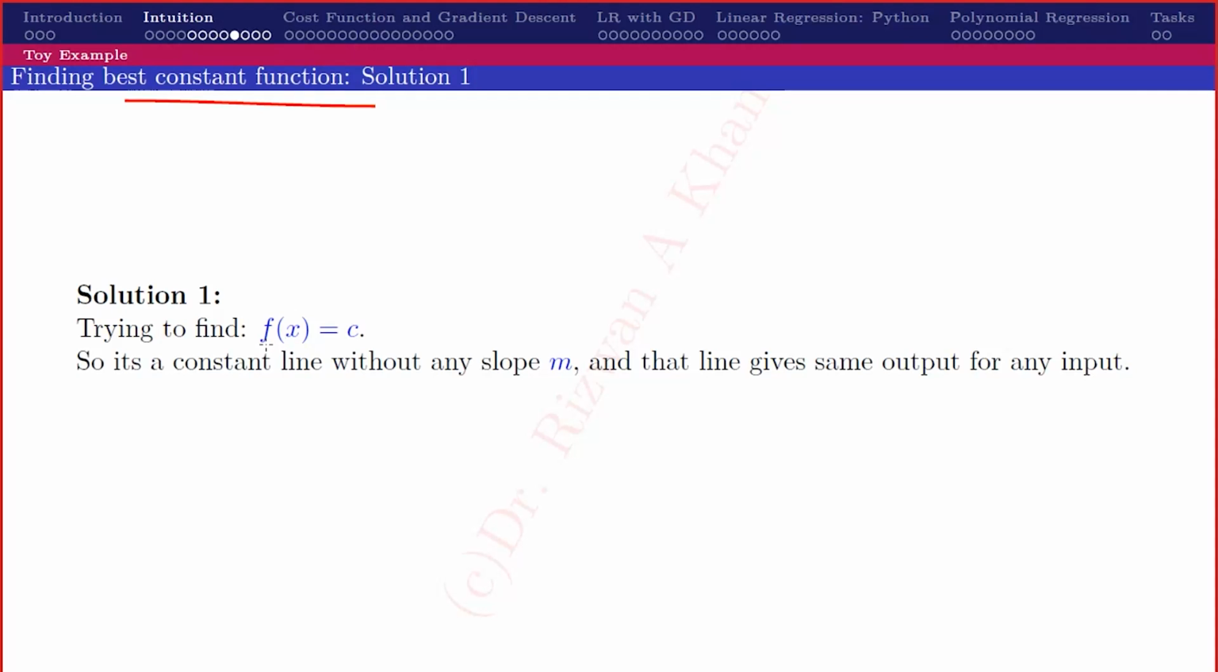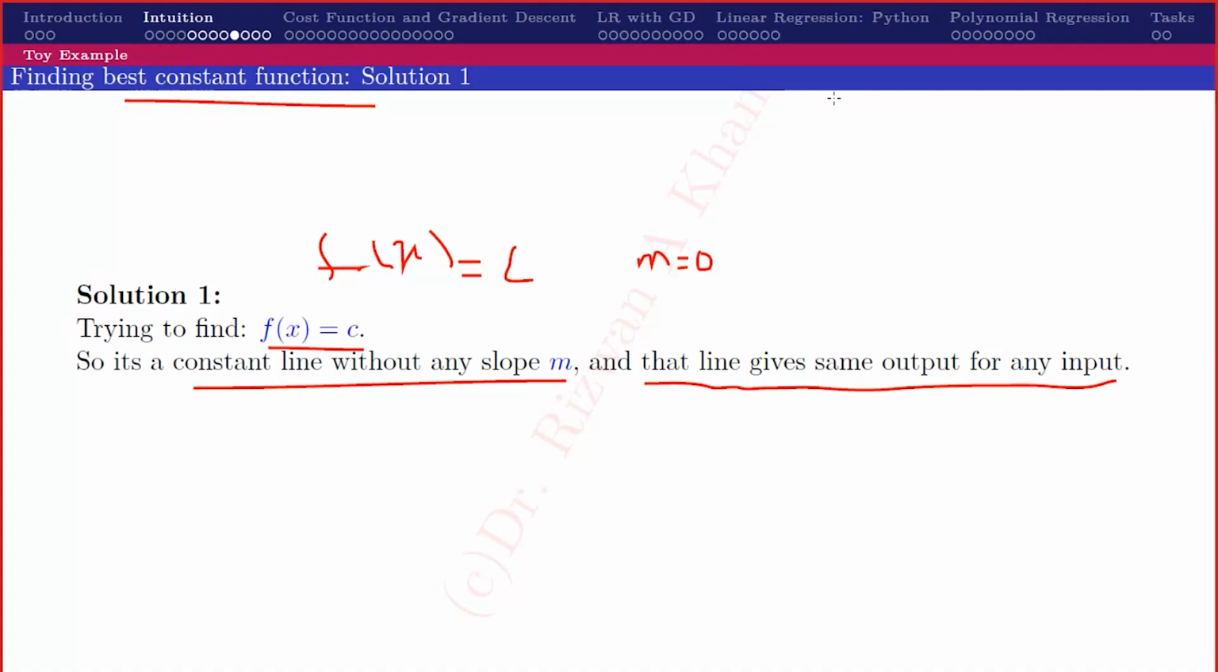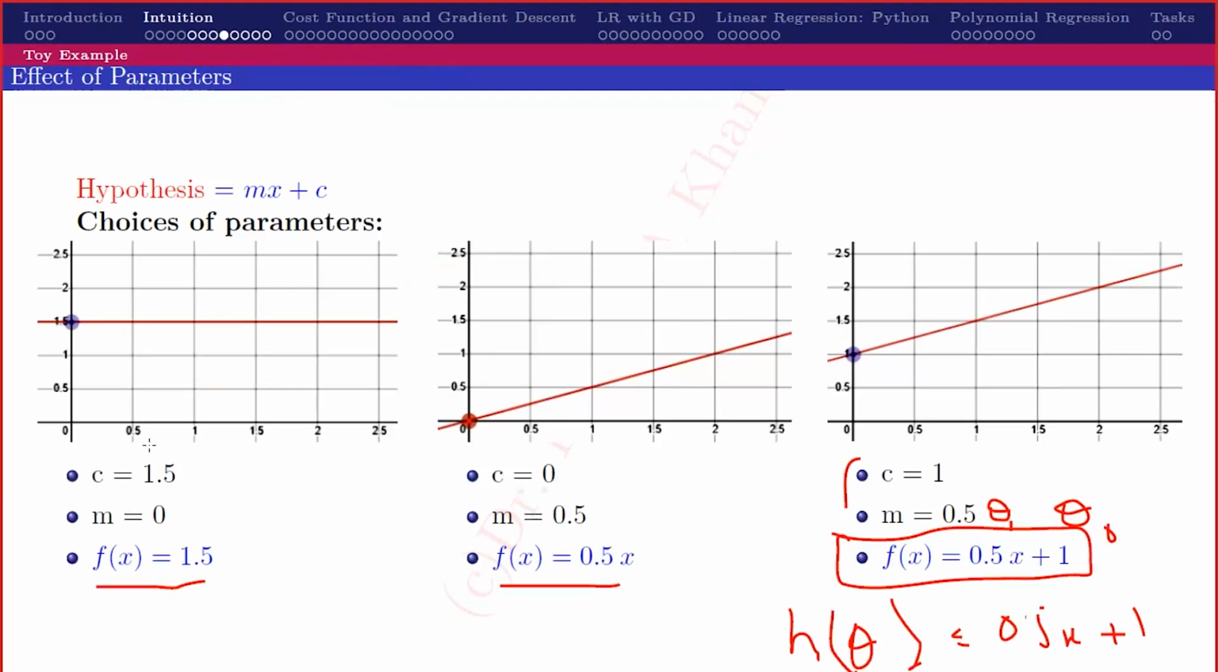So let's say we are trying to find a line which is given by this hypothesis f of x equal to c. f of x equal to c means there is no m. m is equal to 0. So there is no slope. So it's a constant line without any slope m, and that line gives the same output for any input. So if you remember, this is something like this.